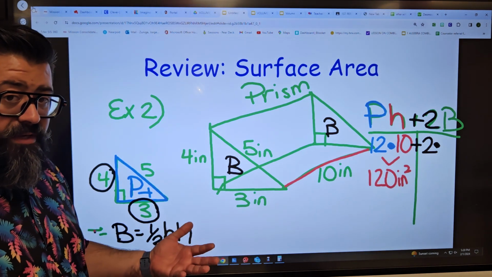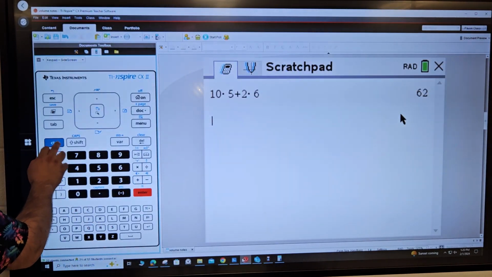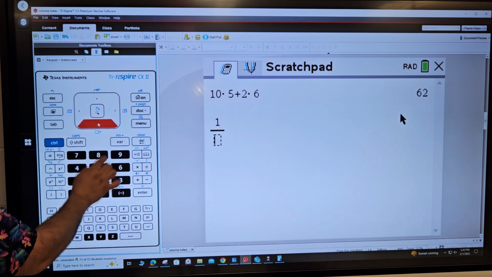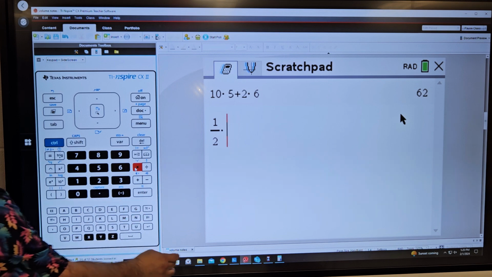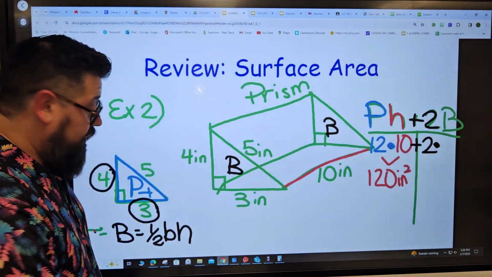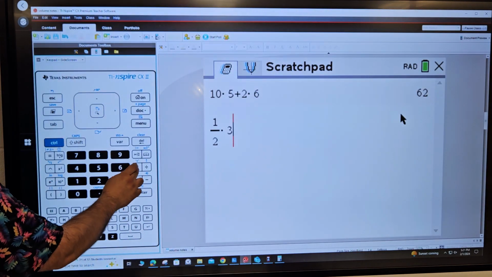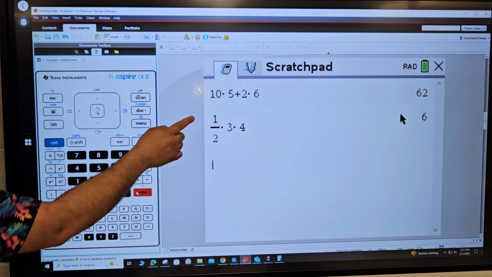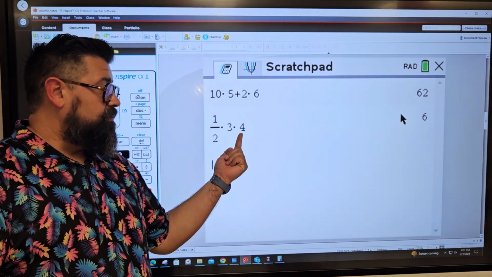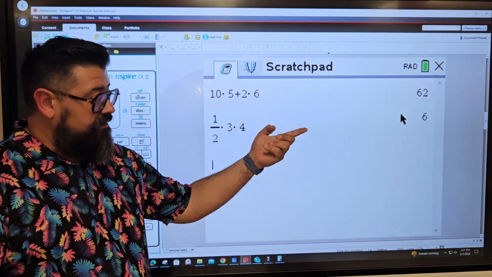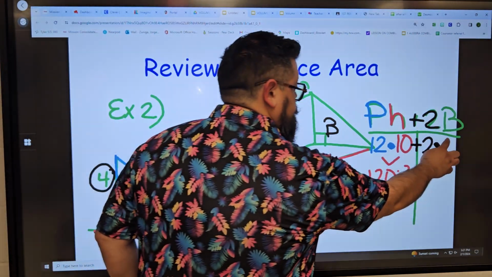But let's say you want to do it on the calculator, right? 1/2 base times height is going to look like this. So you're going to put the fraction 1/2 times the base, which your base was what number? Because I forgot. The base is 3. Times the height, which is 4. And there it is. So you're going to get 6. So again, it's basically saying 3 times 4, it's 12. And then what's half of that? It's going to be 6. All right, so let's put 6 right here.